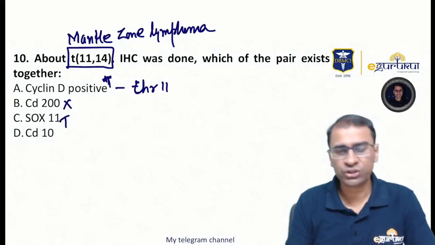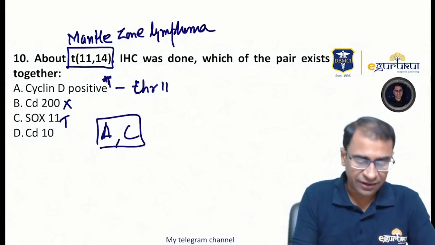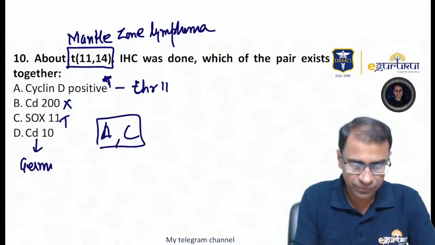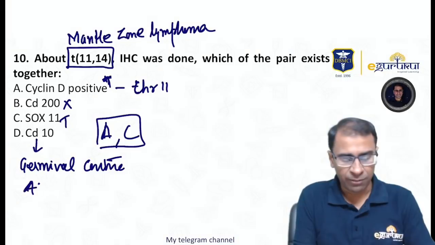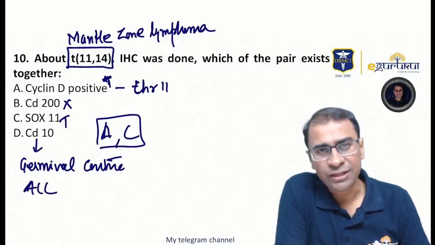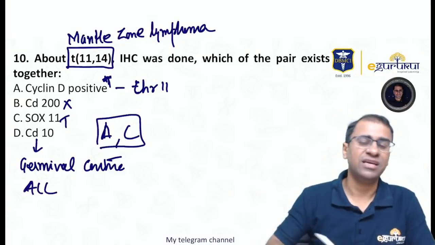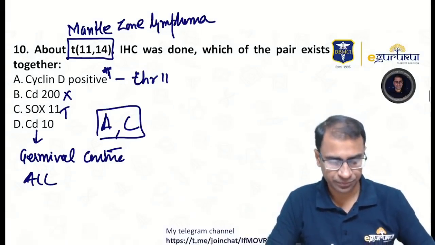SOX11, yes, it's a repeat question, so definitely A and C, both of them should be the answer. CD10 is actually a marker of germinal center. So any germinal center lymphoma, including ALL, will be positive for CD10. Others are usually not positive for CD10, and hence the answer is A and C. The diagnosis is mantle zone lymphoma.